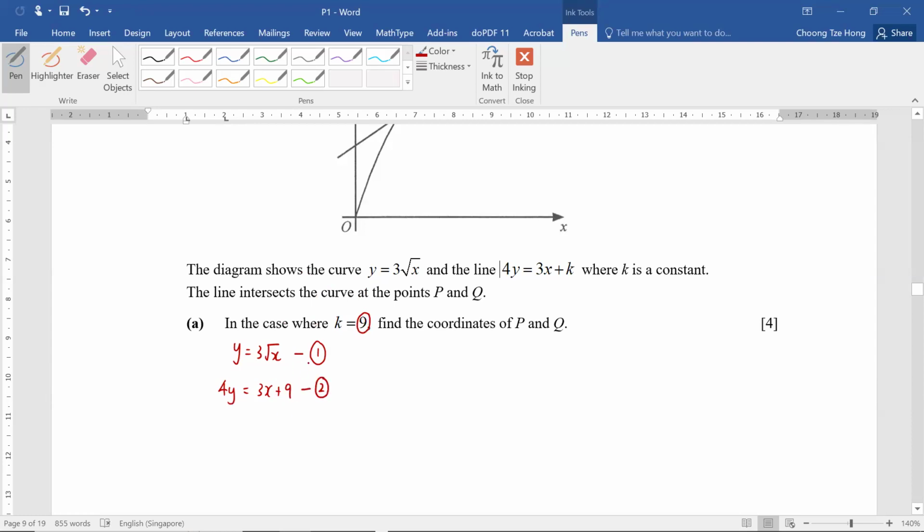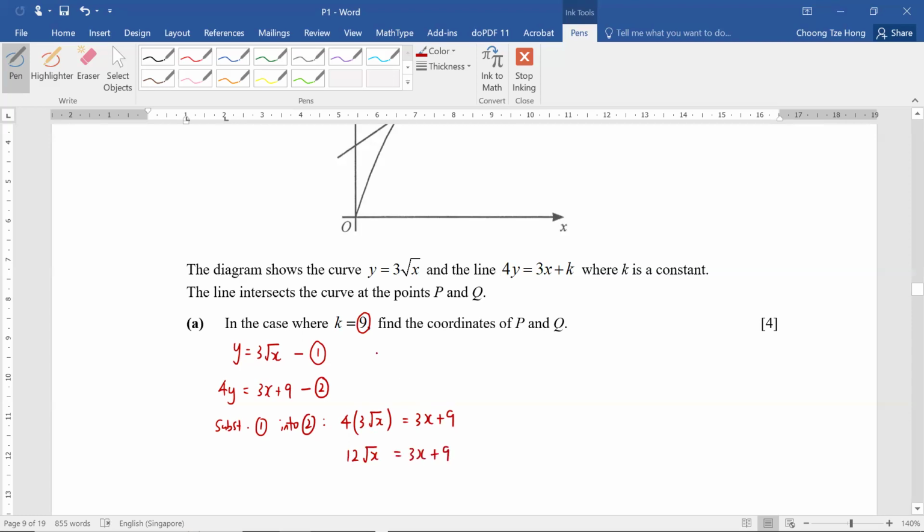All we need to do now is substitute equation 1 into equation 2. So we substitute 1 into 2, and we get 4 times 3 square root x equals 3 times x plus 9. So we get 12 square root x equals 3x plus 9.